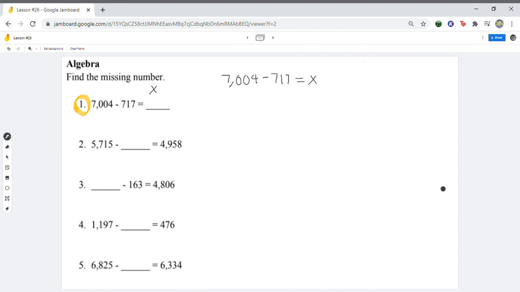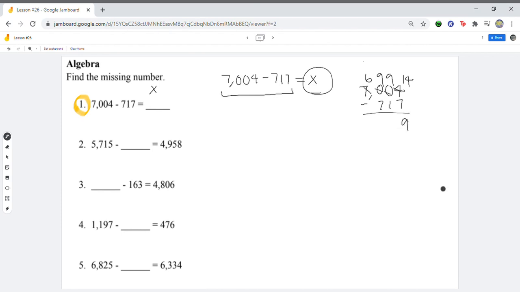So now in order to find the x value over here, all we need to do is find the difference between these two numbers, which I'm going to do on the right side over here. So 7,004 minus 717. Now I'm just going to subtract these normally like I would usually do. And so let me just do this. 9, 14, and then we will end up with 9 over here.